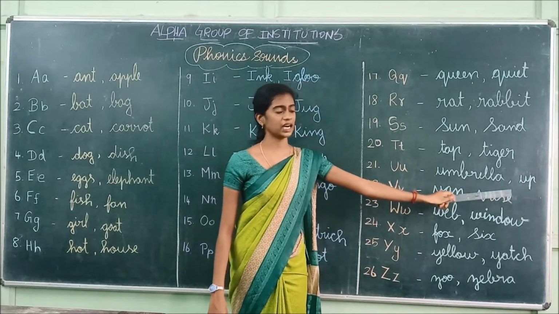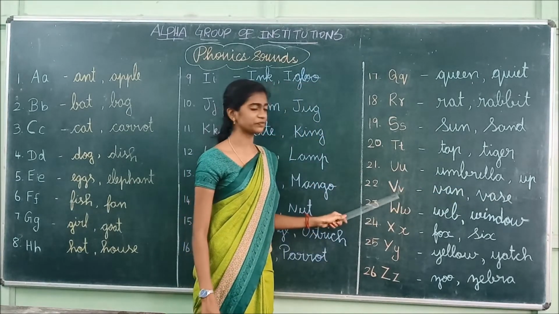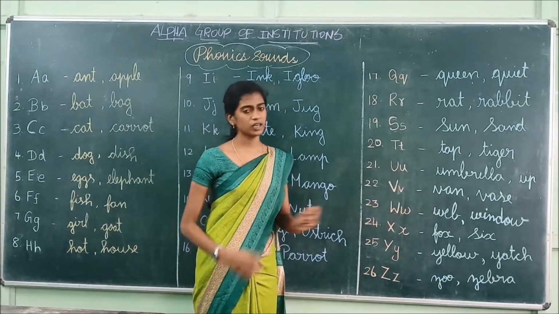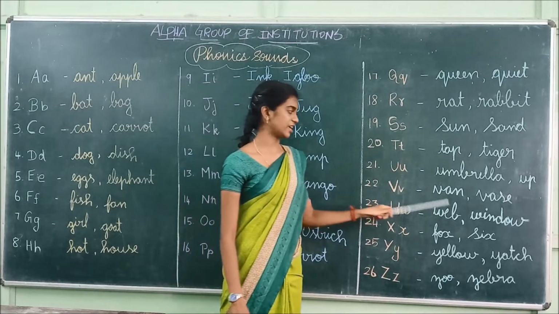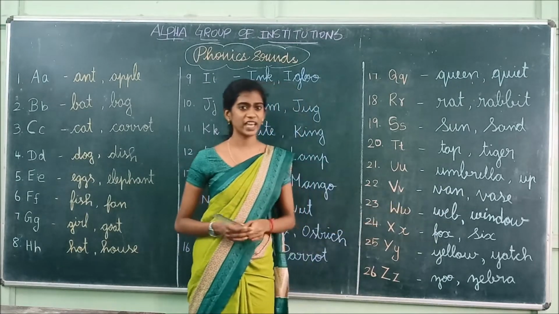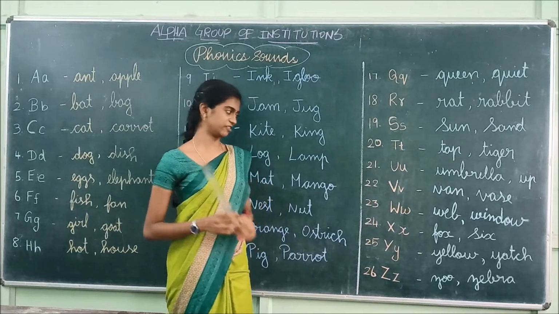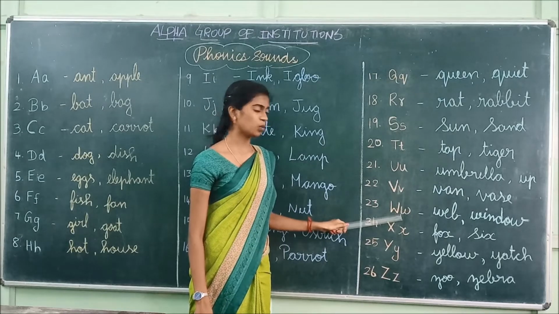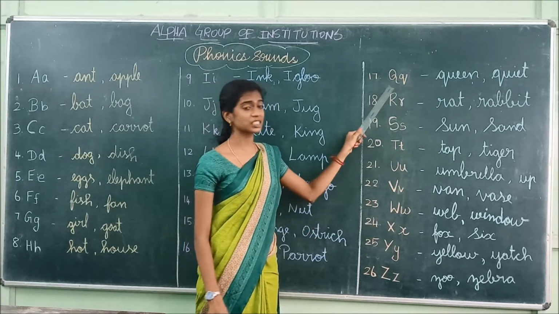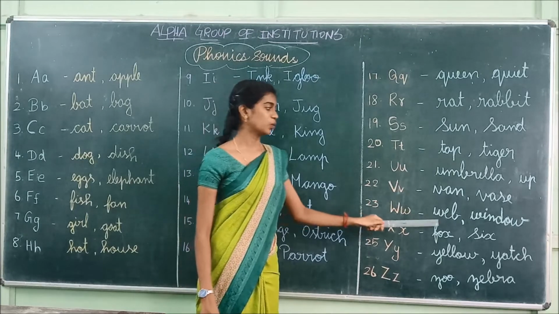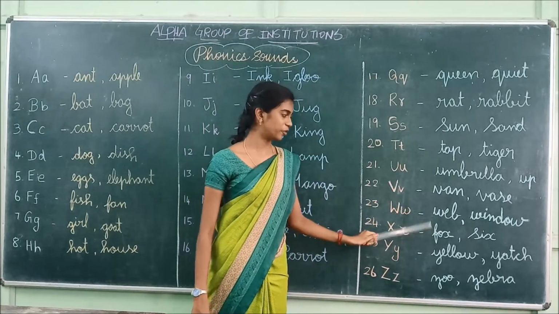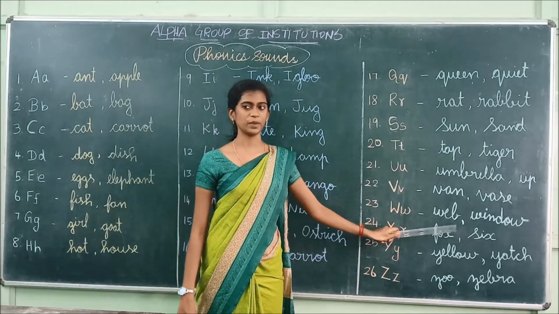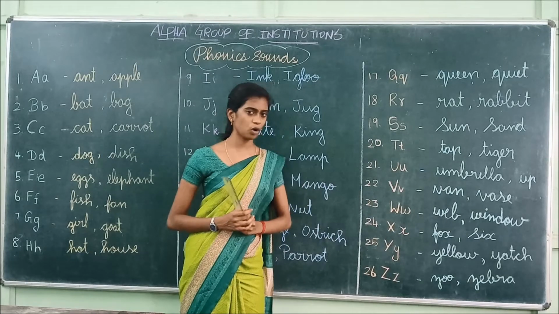And the next one is V, okay, V, van, vase, okay, van, vase. What is the spelling of van, V-A-N, van, and what is the spelling of vase, V-A-S-E, vase, so this sounds as V, okay, V. The next one is W, okay, W. This is Quer and this is W. Web, window, okay, web, window. What is the spelling of web? W-E-B, web.